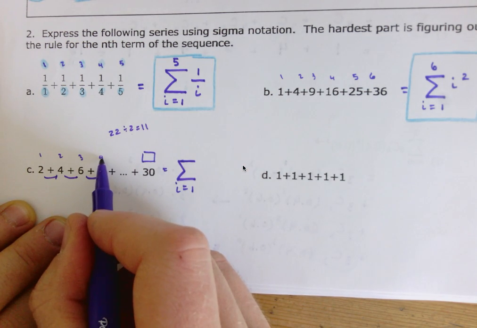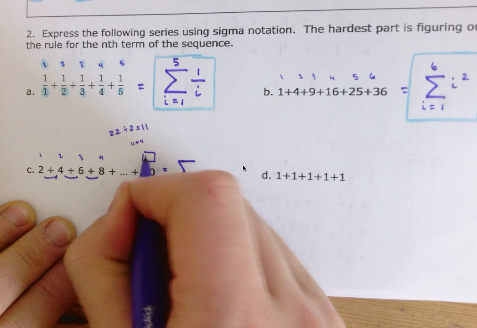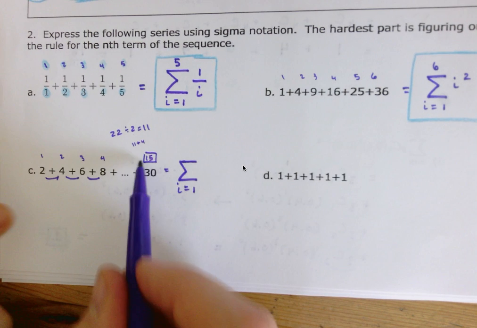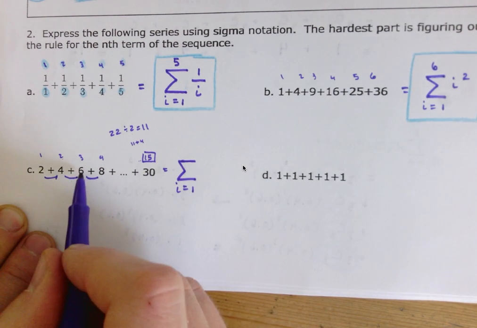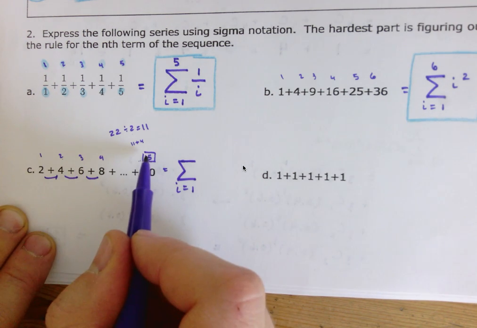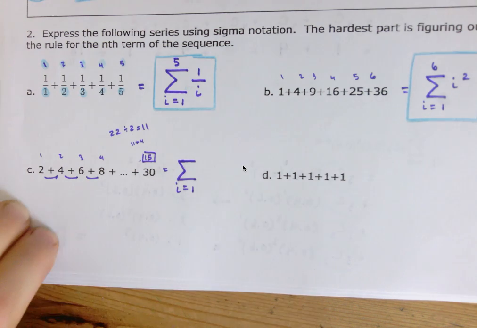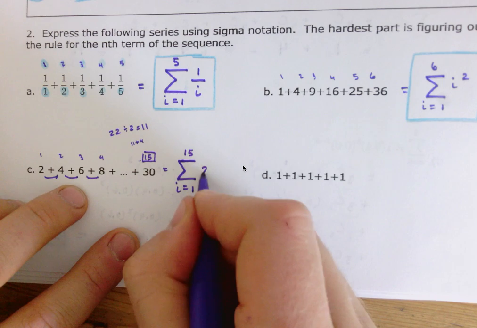So if this is the 4th term, this will be the 11 plus 4 equals, that will be the 15th term. You can also kind of see that that makes sense, because if you look at the relationship between these, the term value is always double the term number. So 15, you double it, you get 30. So we're going to end at 15, and then each one of the terms is 2 times I.